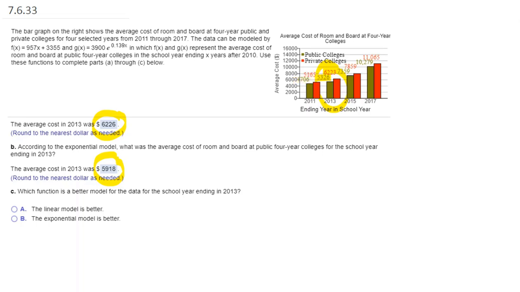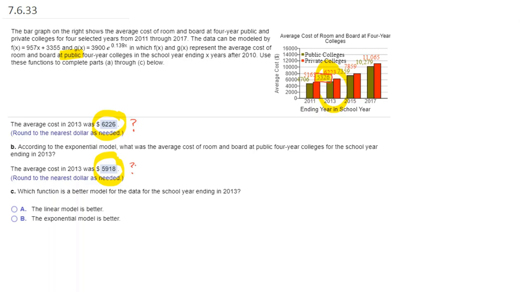Also, it tells us in the problem that the models they gave us are for 4-year public colleges. We have, on the graph, both public and private. But the green is the public, and so the number that we're comparing to is this one right here. Basically we want to know, does the first number, the linear model, or the second number, the exponential model, come closer to the number in the graph?